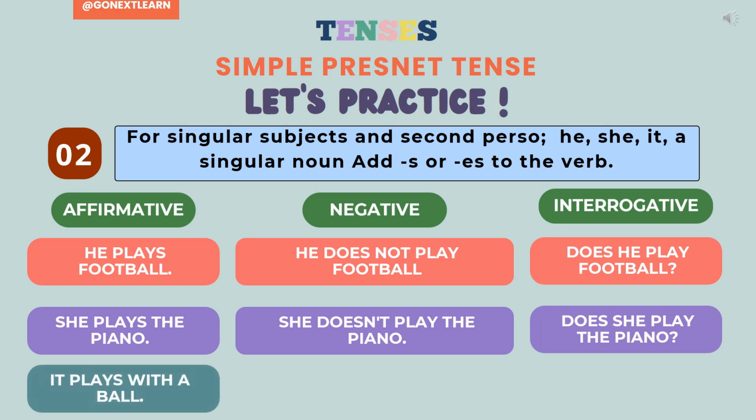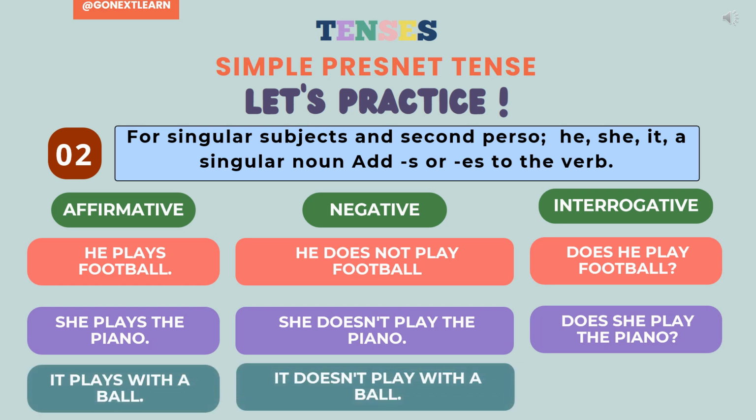The s moves from the main verb to the helper does. The same for questions: does he play football? Not "does he plays?" So the rule is, with he, she, it, the s appears only once. It's either on the main verb, plays, or on the helper, does, but never on both.